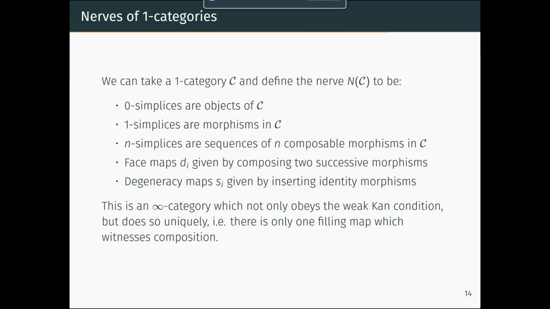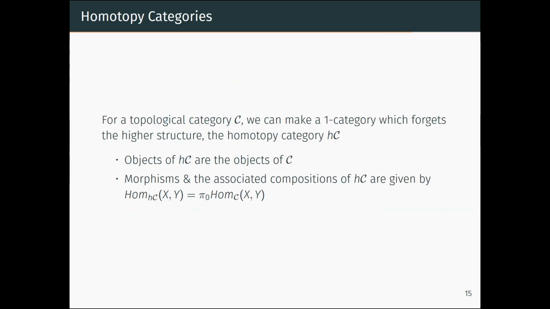Oh, I should mention the face maps are given by composing two successive morphisms, unless you take a face map on an n-simplex and it's d0 or dn, then you just drop either the first or last object. So if you don't have a morphism on the other side to compose with, you just drop the object.